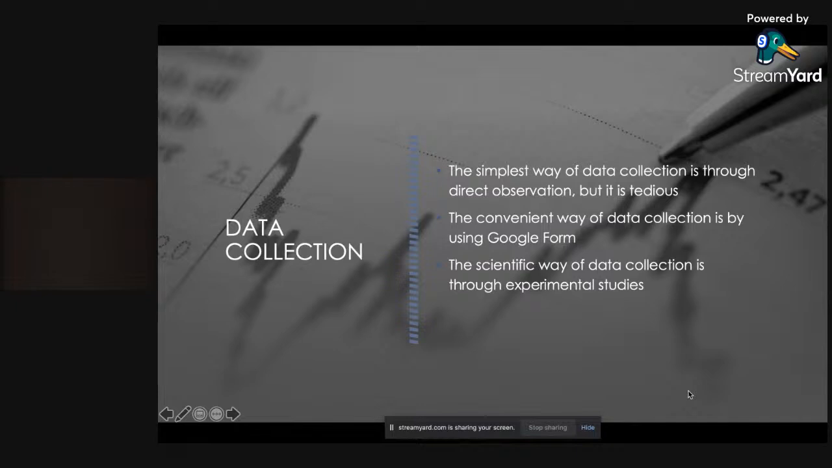Okay, how to do the data collection? The simplest way of data collection is through direct observation, but it is of course very tedious. The convenient way of data collection is by using Google Forms. And the scientific way of data collection is through experimental studies.